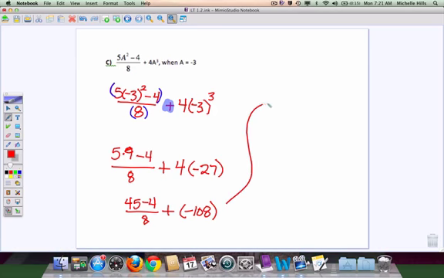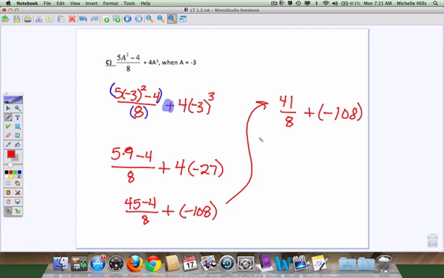Now I'm running out of room, so I'm going to come up here. 45 minus 4 is 41 over my 8, plus my negative 108. 8 does not go into 41 evenly, and I could, if I want to, put that as a decimal, because if you put 41 divided by 8 in your calculator, it's 5.125. So it's a decimal to 3 decimal places. It's not a repeating decimal that fills up the entire screen. So if I want to, I can write this as 5.125.